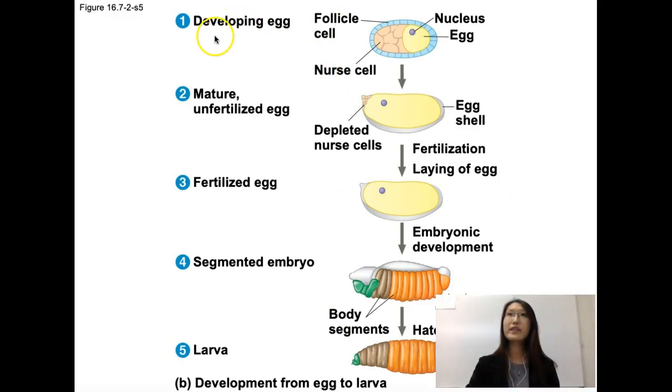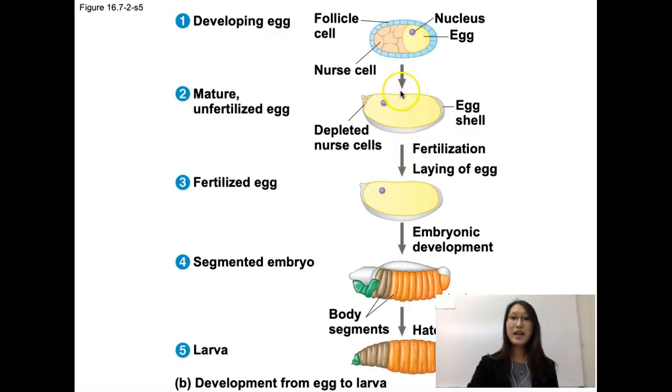We start with this developing egg. As you can see, we have the nucleus of the egg and we have the cytoplasm of the egg. And we also have some surrounding cells that act as supports, what we call nurse cells. So these nurse cells or follicle cells help the formation of the egg when it matures. These nurse cells contain a lot of nutrients, a lot of proteins that are sent to the actual egg part, which is right here.